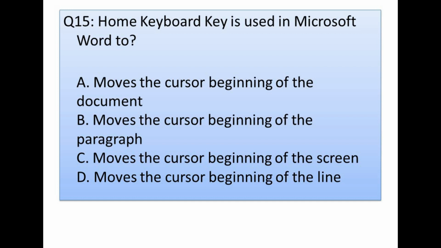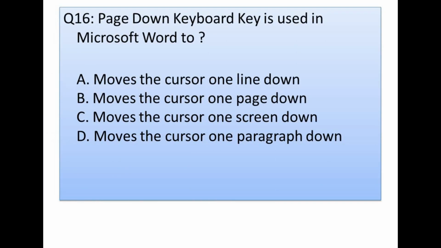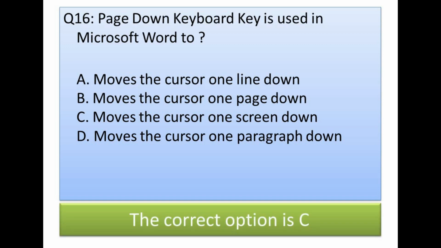Home keyboard key is used in Microsoft Word to move the cursor beginning of the document, move the cursor beginning of the paragraph, move the cursor beginning of the screen, move the cursor beginning of the line. So the correct option is D. Page down keyboard key is used in Microsoft Word to move the cursor one line down, move the cursor one page down, move the cursor one screen down, move the cursor one paragraph down. So the correct option is C.